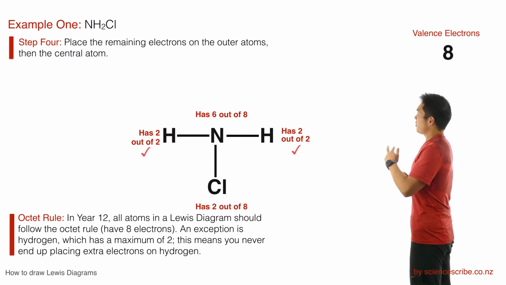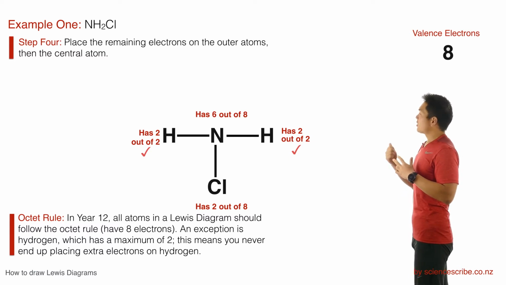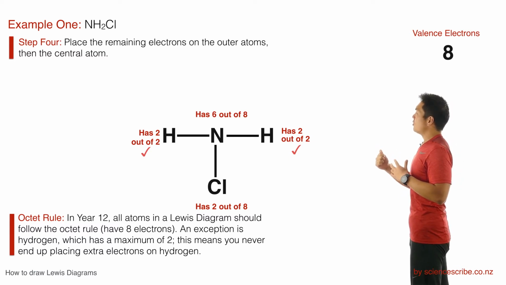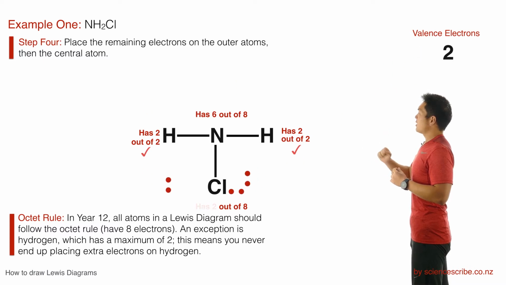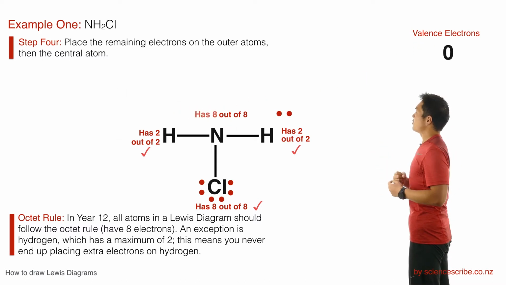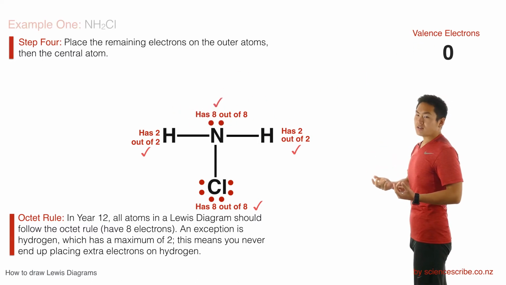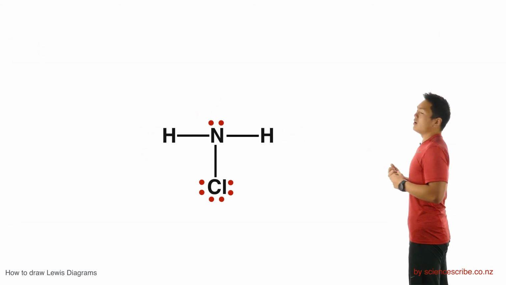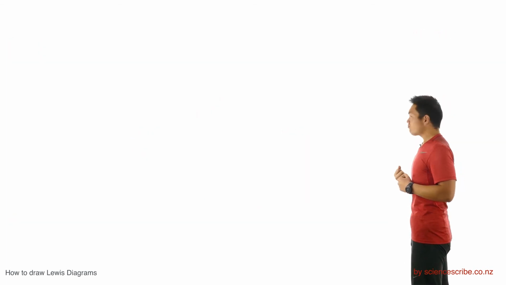So I'm going to start with the chlorine, which means that this chlorine has 2, it needs 6 more. So let's pop in another 6 onto the chlorine, and I'm now suddenly left with 2 electrons. These remaining electrons go on the central atom. These remaining electrons are what gives us our lone pair on the central nitrogen atom.